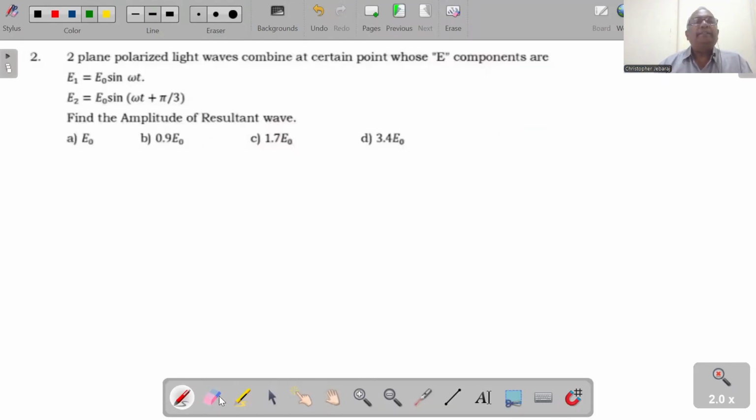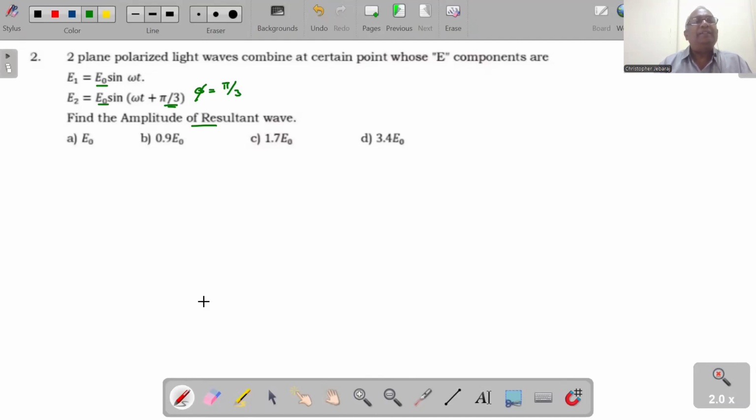Two plane polarized light waves combine at a point whose E components are E1 equal to E0 sin omega t, E2 is E0 sin omega t plus pi by 3. Find the amplitude of the resultant wave. We want to find the resultant amplitude. There are two amplitudes, E0 and E0. Both are the same waves, same function sine, only the phase difference is pi by 3. With that, we can proceed.